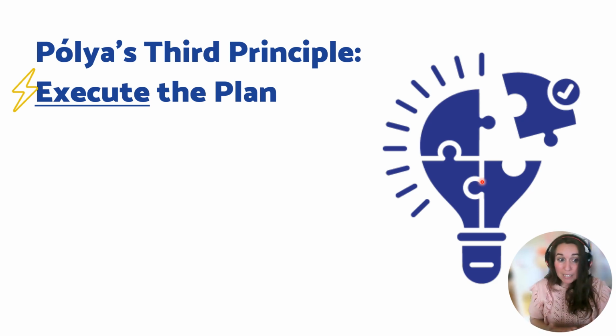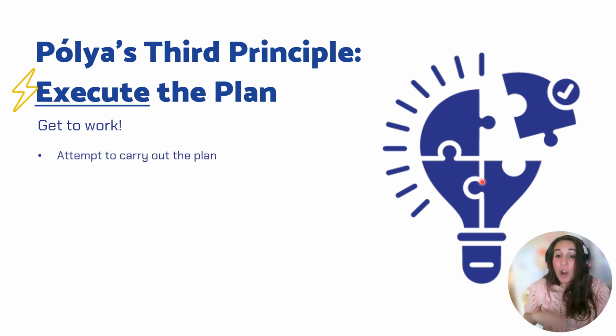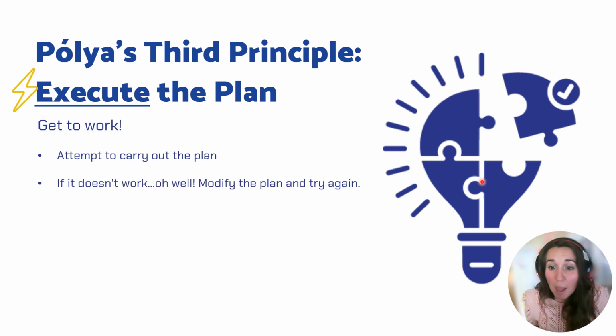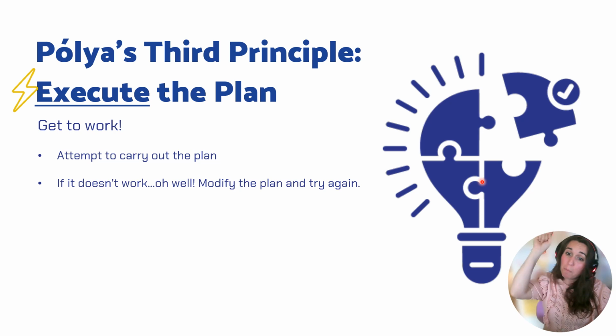So once I've picked a strategy, I'm ready to go, I'm ready to do it. So it's time to get to work. This is the step when I actually carry out my plan. So if I picked the strategy of guess and check, now I'm going to start guessing and checking. And guess what? It might not always work the first time. So if guessing and checking didn't work out for me, oh well, I'm going to go back to step 2, make a different plan, pick a different strategy, and try again.